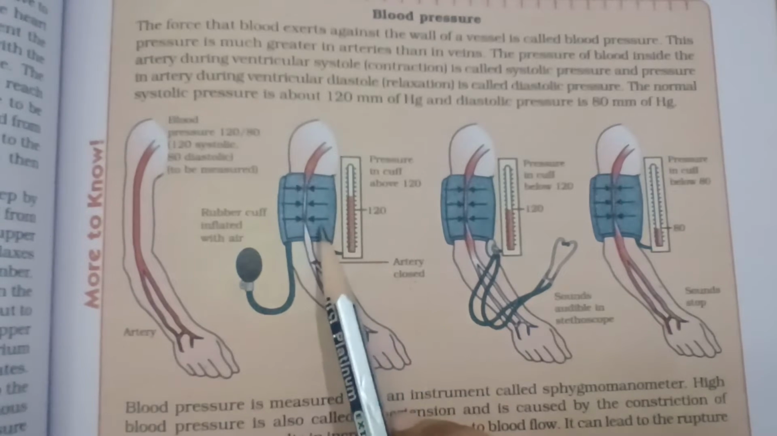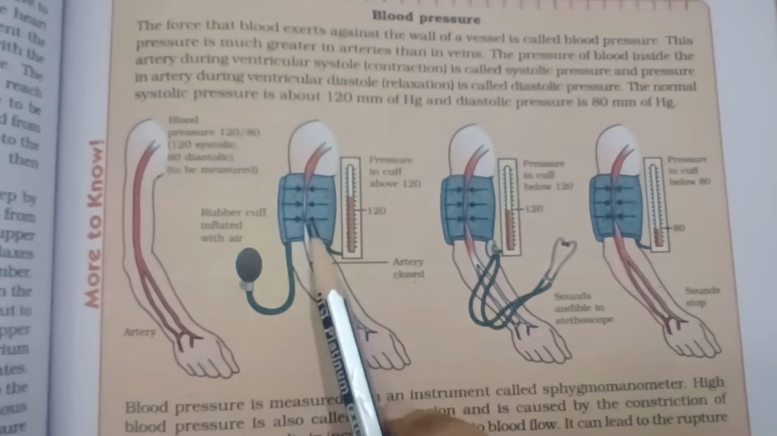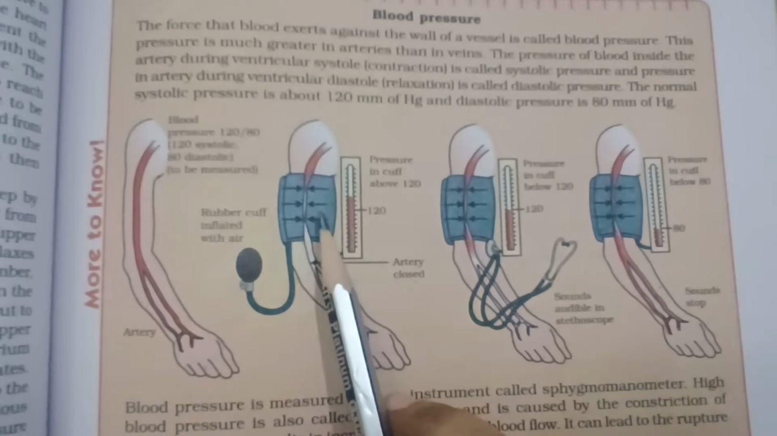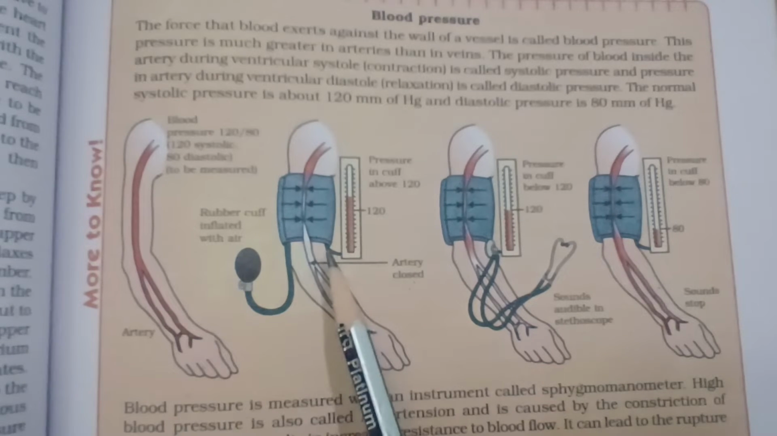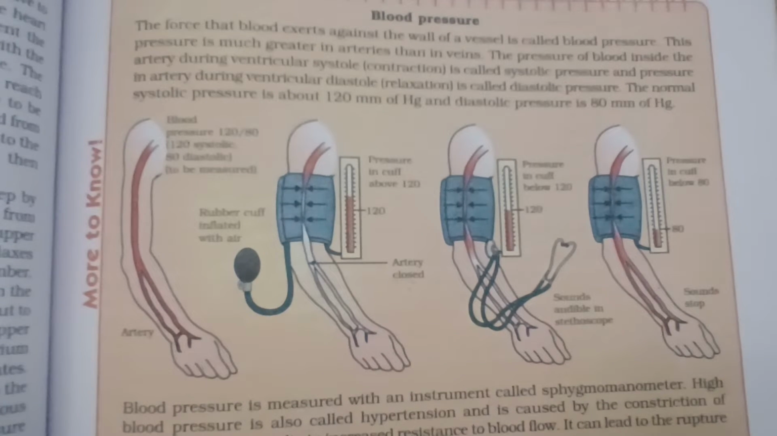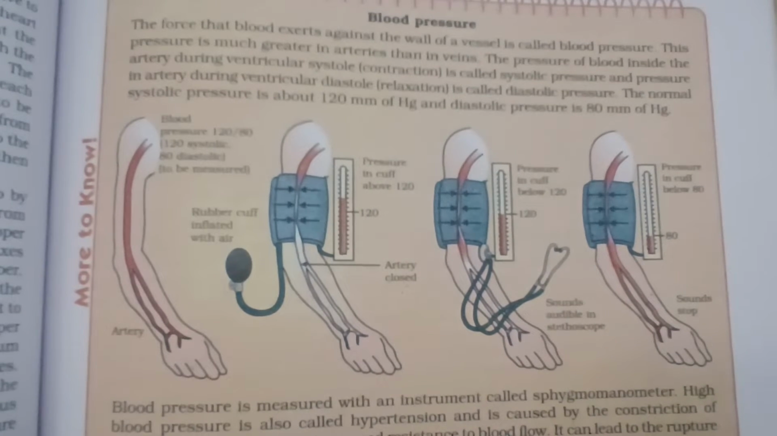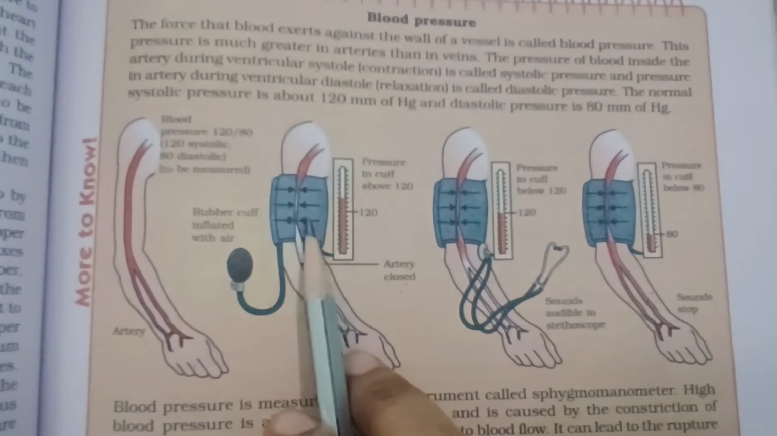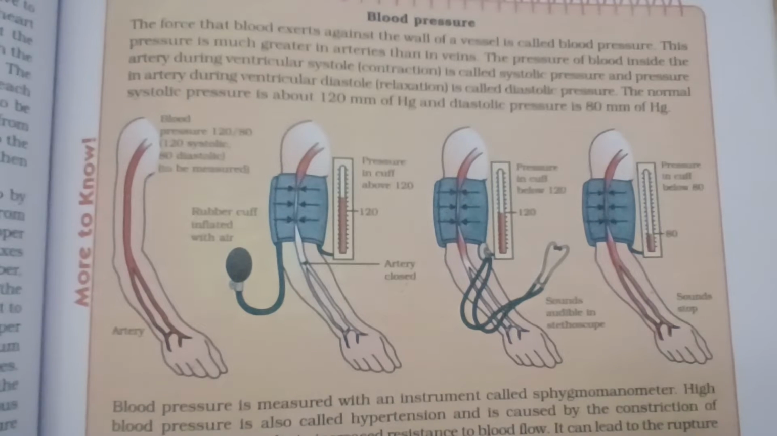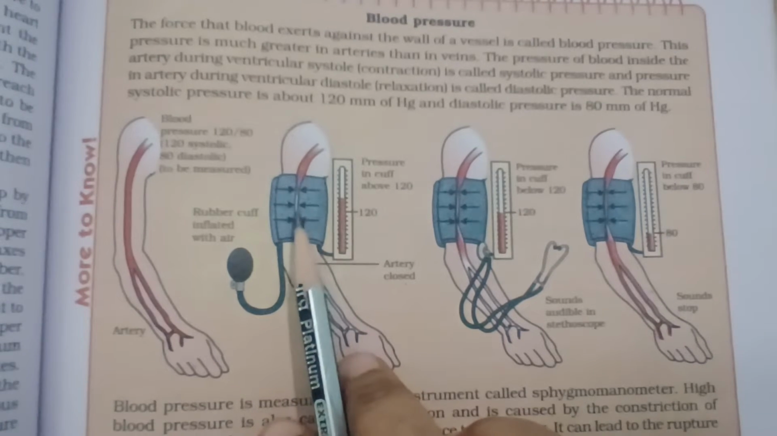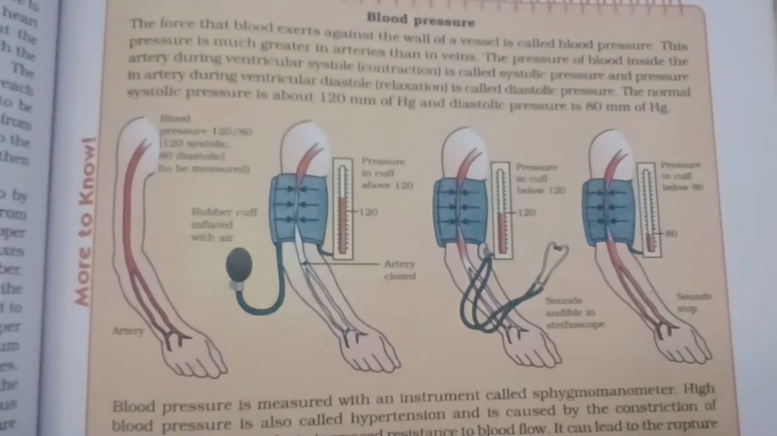Once the pressure is increased in the cuff, up to what level do you have to increase? We said the maximum pressure should be 120. So they will increase the pressure up to 140 or 150, or even up to 200. If you have gone to the doctor and had your BP taken, you would have felt it, right? They increase the pressure in the cuff, your hand is tightened, right?